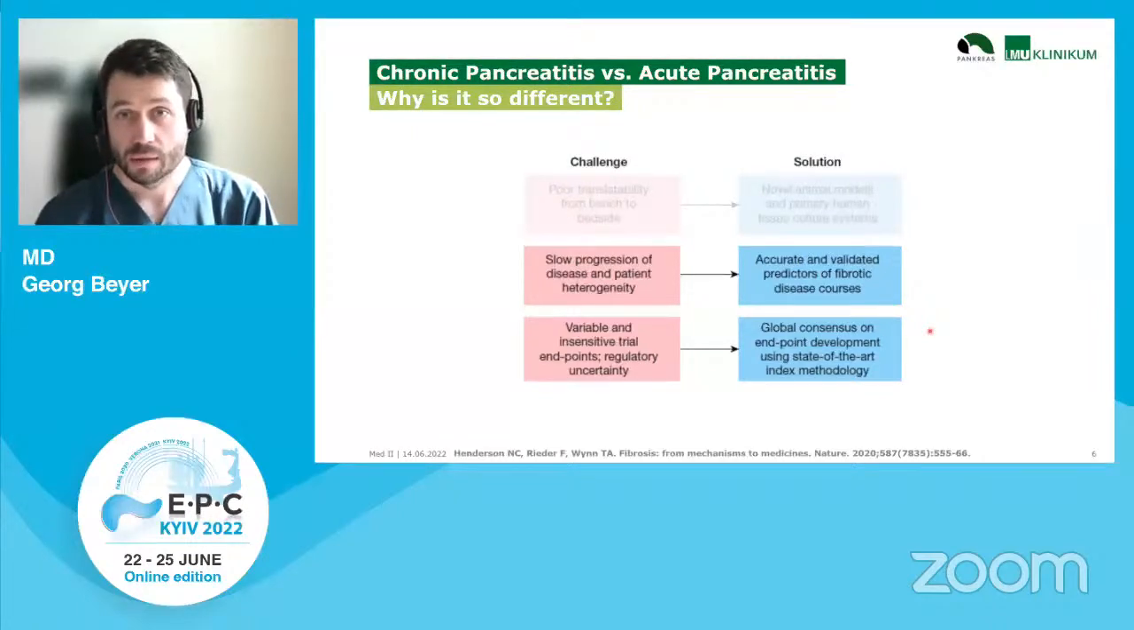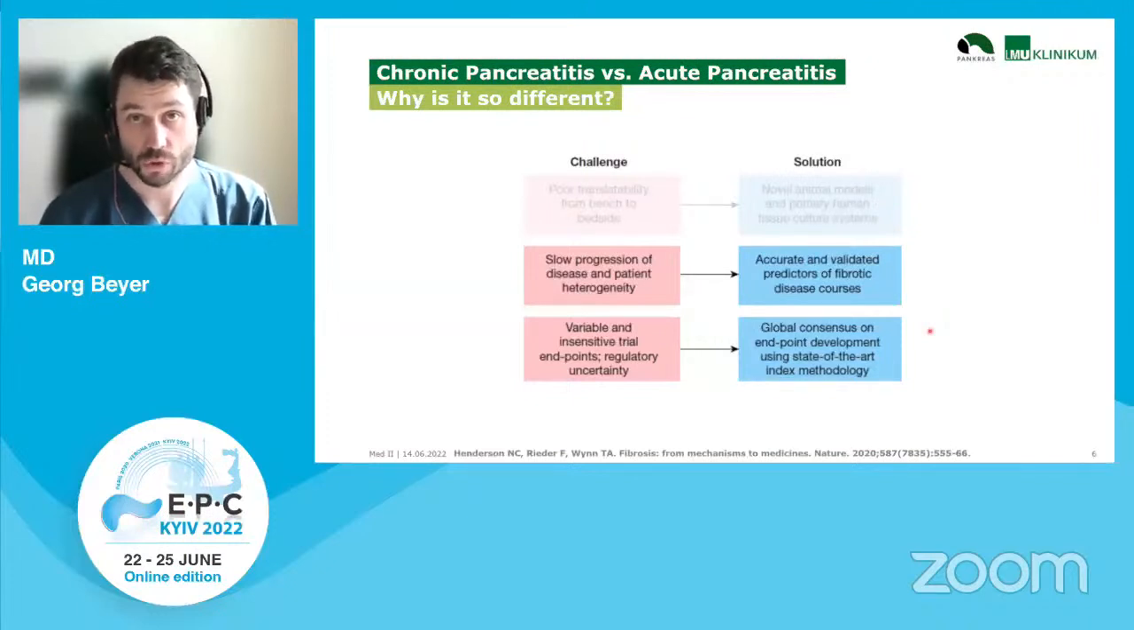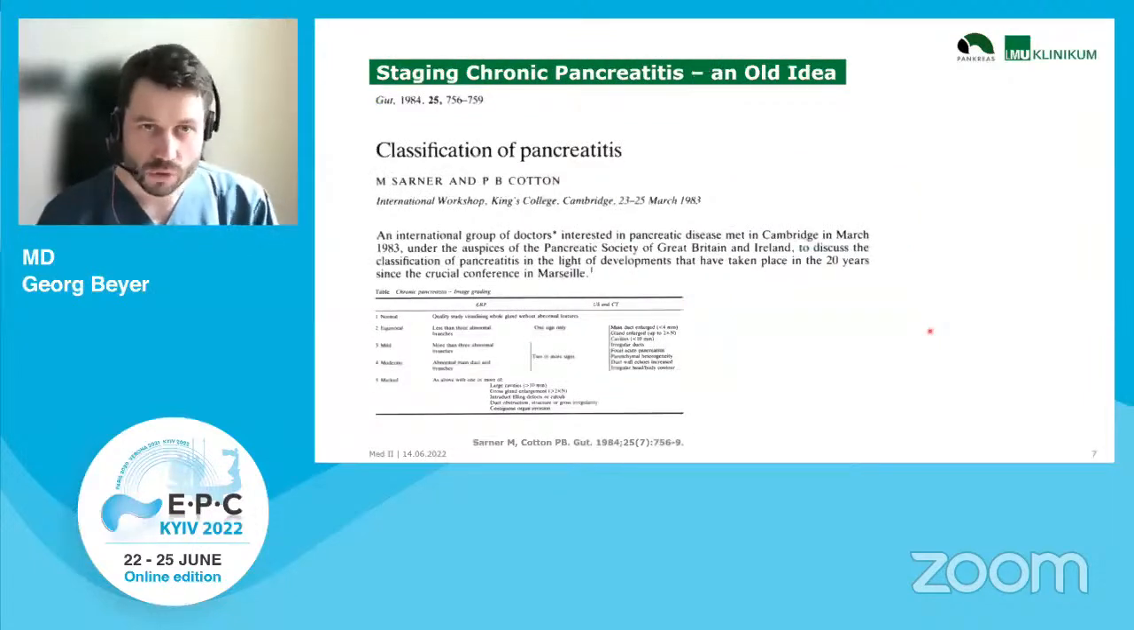and those are very hard to study. And therefore, the solution for both of these problems in part would be a staging system that allows us to accurately predict outcomes and the disease course also in short to medium term periods, and which will help us to define endpoints that can be studied in larger groups. Obviously, I'm not the first one to talk about this. The idea of staging chronic pancreatitis is actually quite an old idea.